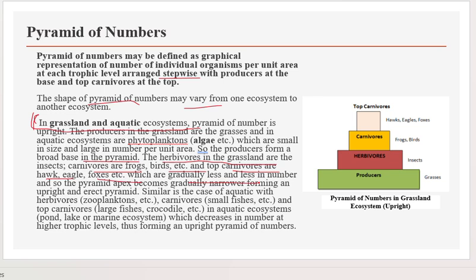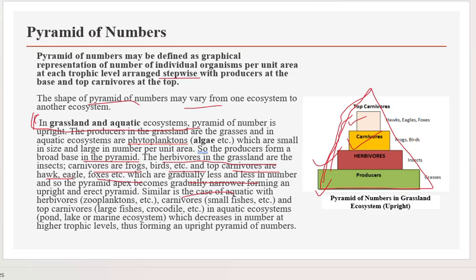Gradually from producers to herbivores, the number of organisms declines. So it forms this shape, which is called an upright pyramid of numbers. Similarly in the case of the aquatic ecosystem, at the producer level there is phytoplankton, then zooplankton, then small fish, and the top larger fish. This is also upright.